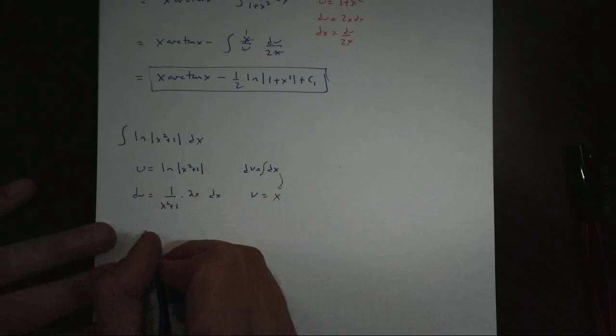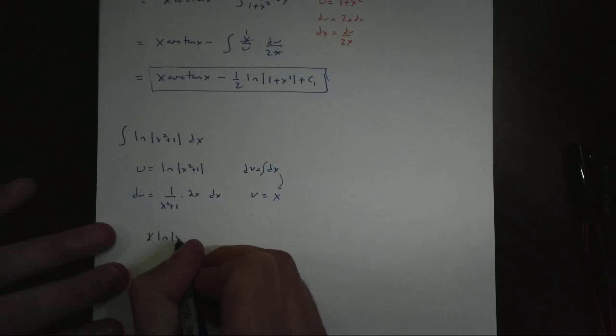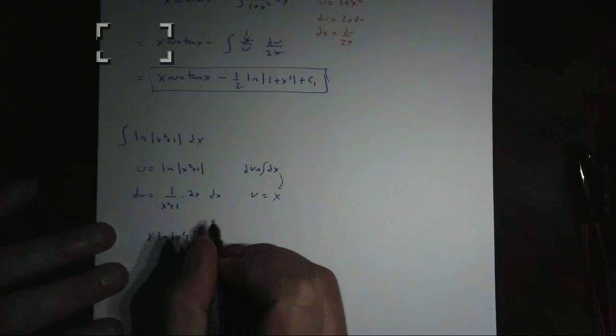And I plug it in. My rule says take u, v, so we get x natural log of x squared plus 1.